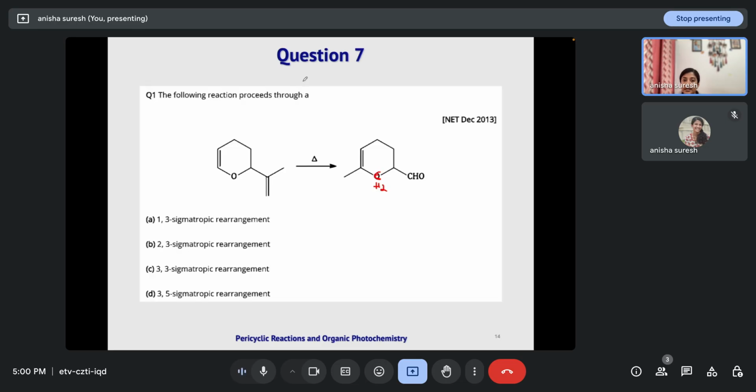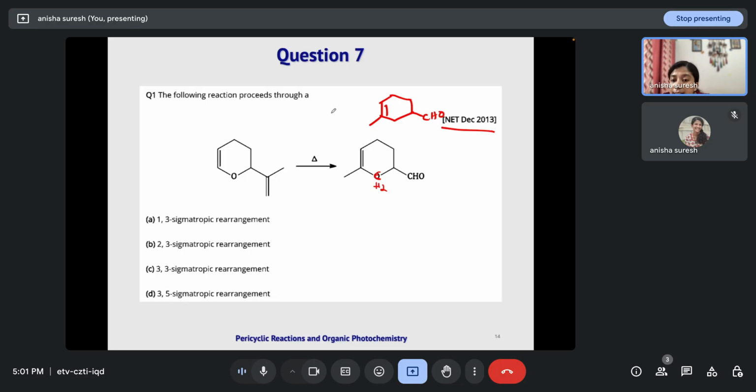Now coming to question number 7. Here there was a mistake in the question. The correct answer will be like this: CHO and this. This is the final product. This was a question asked in CSIR NET 2013. The following reaction proceeds through A. This is the starting material. Under thermal condition, it will give this as the final product. So what is the reaction that is taking place here?